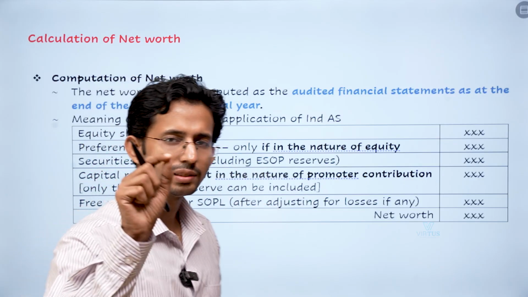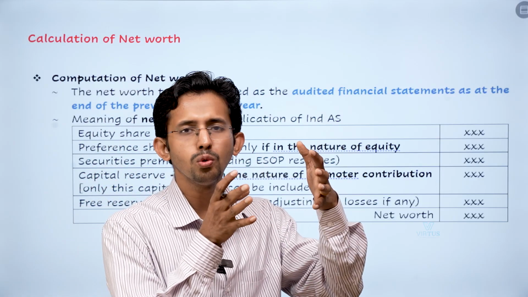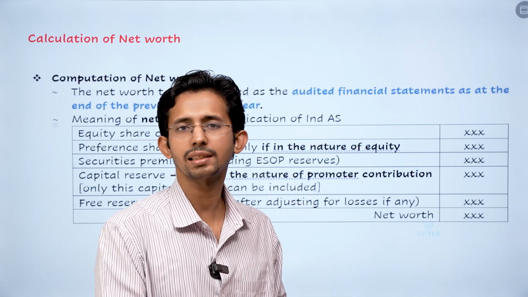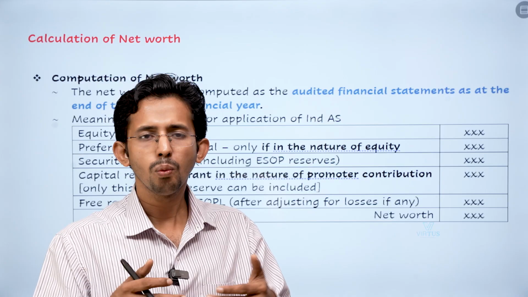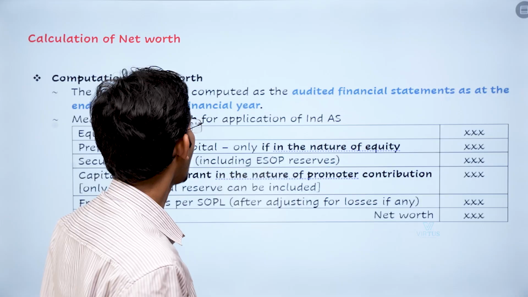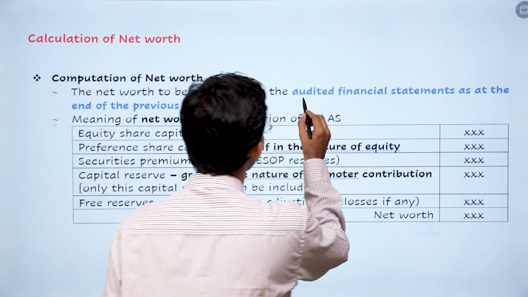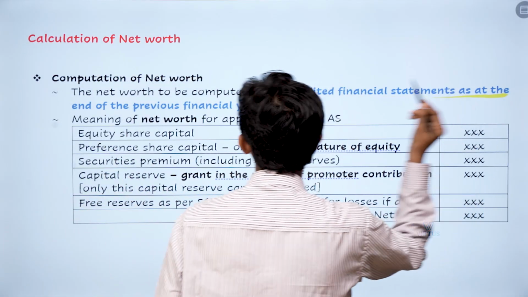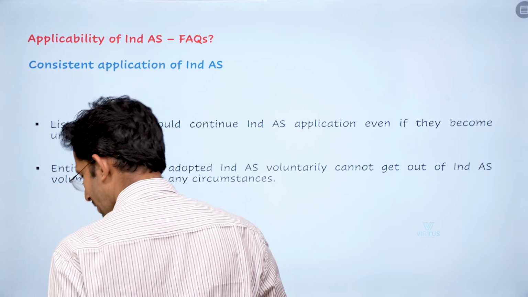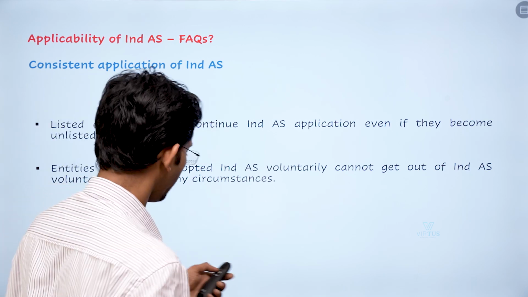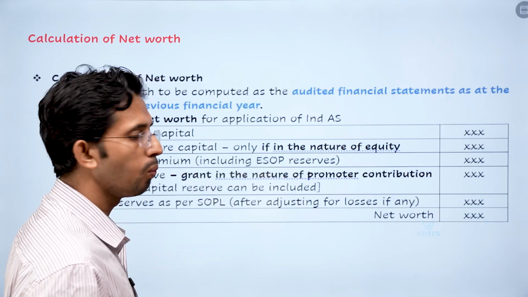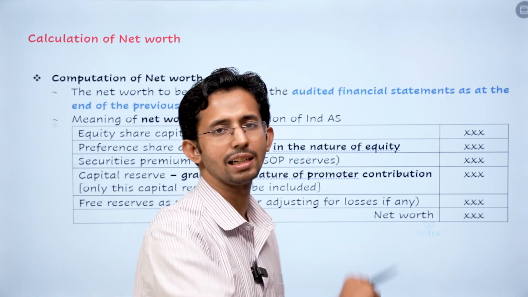What all things you have to consider when you compute the net worth for the purpose of Ind AS application? The first point is based on what date you need to determine the net worth. Is it at the beginning of the financial year or as at the end of the financial year? What is the base date? Ind AS says that the net worth has to be computed as per the audited financial statements as on the end of the previous financial year. So you have to take the audited financials for the previous financial year and see what the net worth is in those audited financial statements.